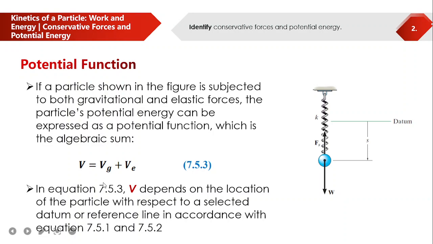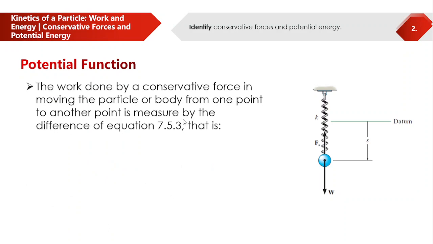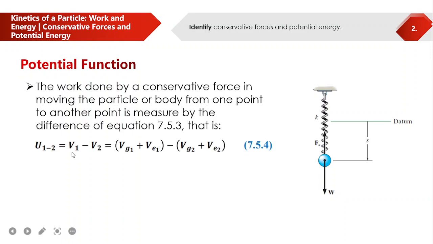Okay, that's your 7.5.1, the formula for getting your gravitational potential energy, and your 7.5.2 is the formula to determine your elastic potential energy. Okay? So the work done by a conservative force in moving the particle or body from one point to another point is measured by the difference of 7.5.3. That is this one. Okay? So makukuha mo yung work done ng mga conservative forces mo by getting the difference of the position, initial tsaka final position mo.